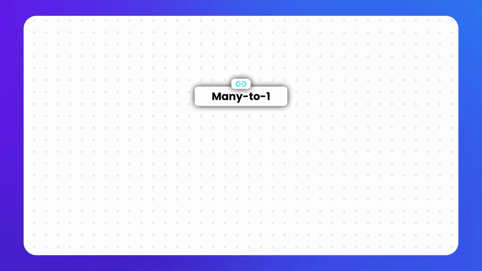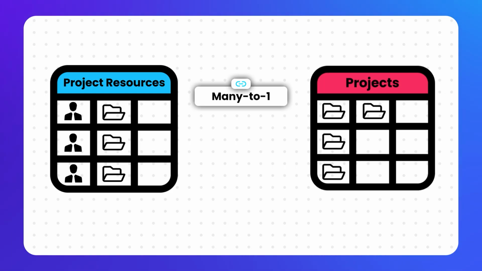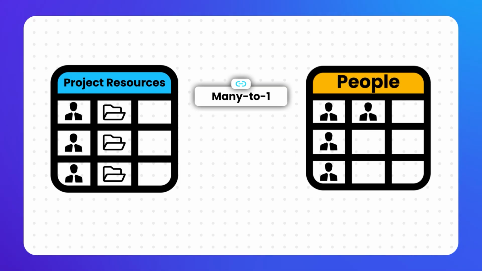Now, there are three important pieces that we need for our junction table to work. We'll show you first in a diagram here and then walk through how to set this up inside of Airtable. The first is a new linked relationship between the junction table and the projects table. This will always be a many-to-one relationship where one project can have multiple project resources. The second is a new linked relationship between the junction table and the people table. And this also will always be a many-to-one relationship where a person can be multiple project resources.